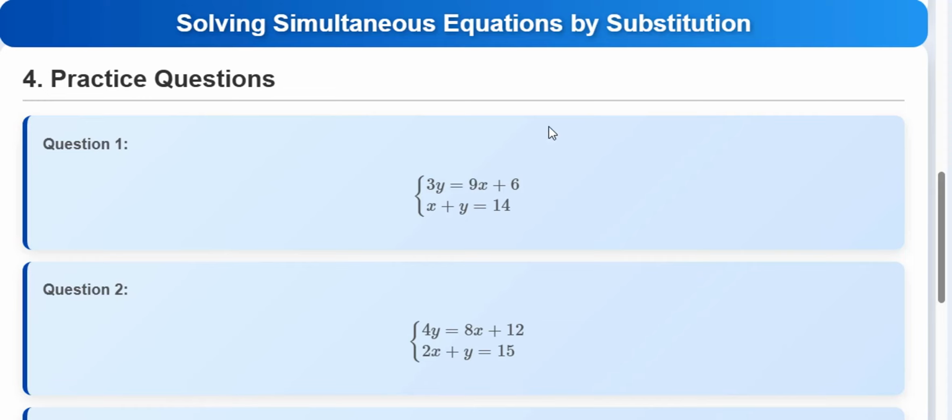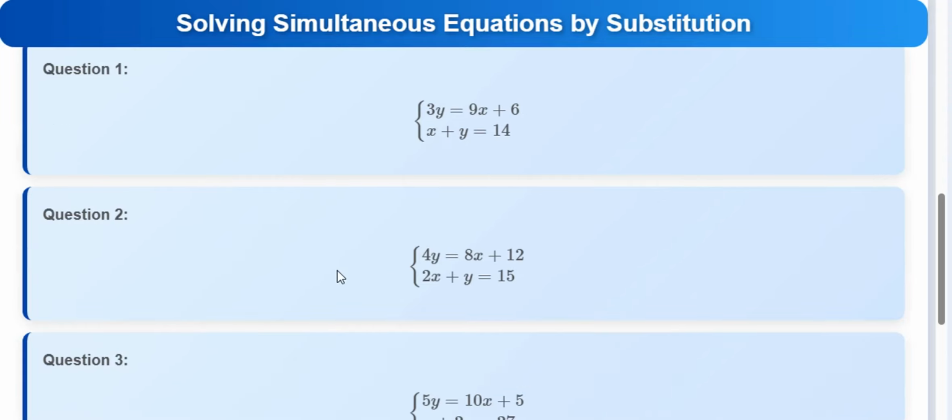On these practice questions, can you try question 1? But before that, can we try question 2? Let us solve question 2, where we have 4y is equal to 8x plus 12.